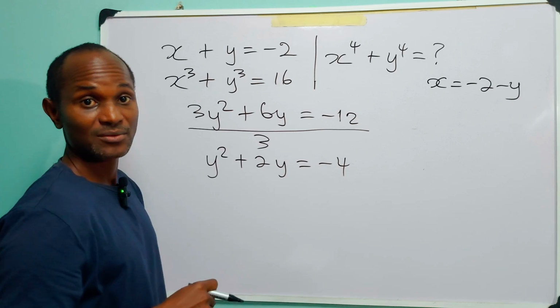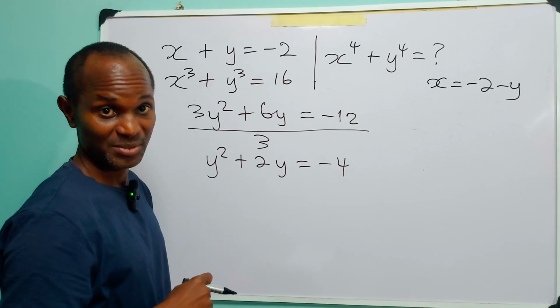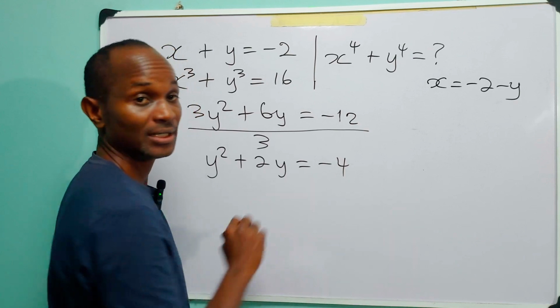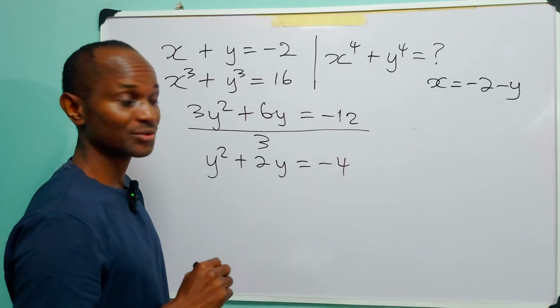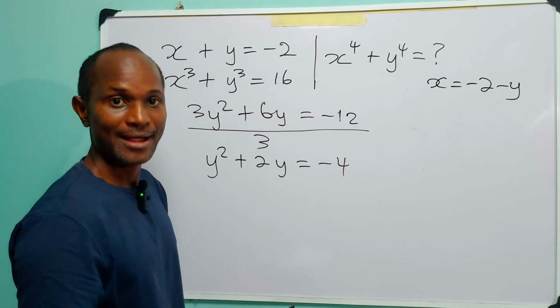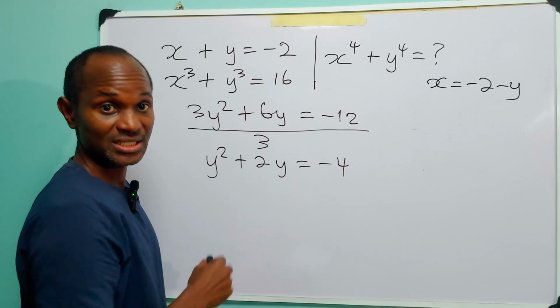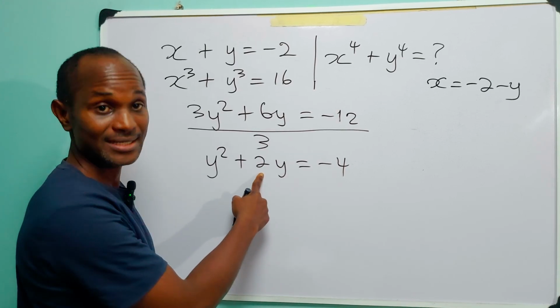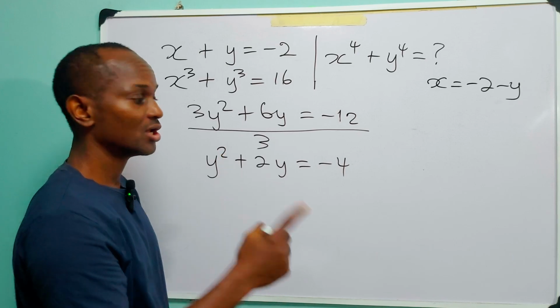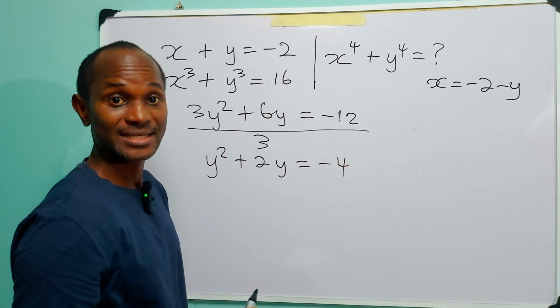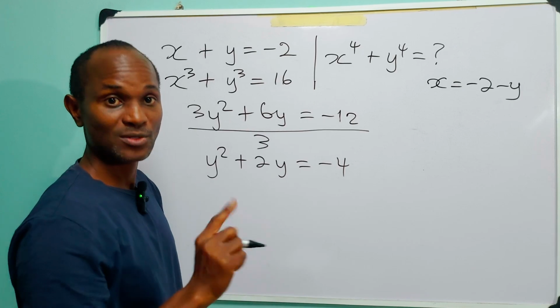We have a quadratic equation, and we can solve it by completing the square. The constant term is already on the right-hand side, so the next thing we do is to add the square of half the coefficient of y to both sides of this equation. Now, the coefficient of y is 2, so half of it is 1. So what we are going to add to both sides of this equation to complete the square is 1 squared.